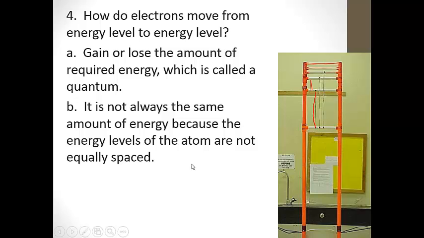So if you want to jump to the next energy level, that's okay, but you need to gain enough energy to be able to do that. You can't hang out in the middle, like he mentioned.